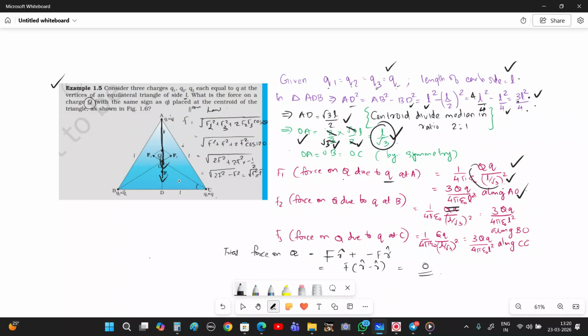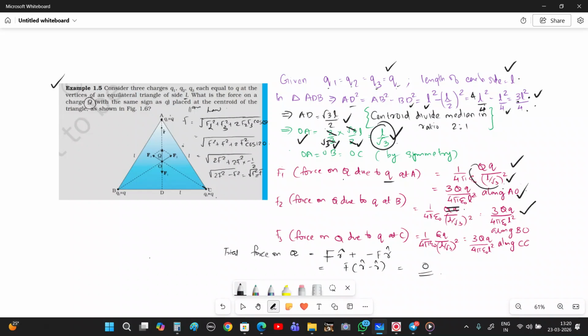In the same way, you can find out the force on capital Q due to Q2. The same answer, 1 by 4 pi epsilon 0 Qq by L by root 3 square, because this is also L by root 3. So you will get the same answer, and the direction is from B to O. Okay. Now F3, the force due to the third one, is also the same value. The direction will be from C to O. So in the diagram, you can see there are three forces here. All the three forces are having the same value.